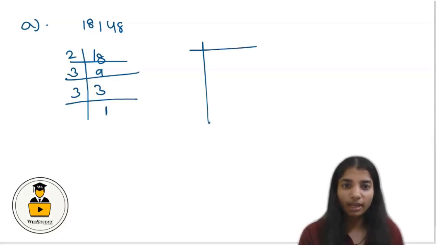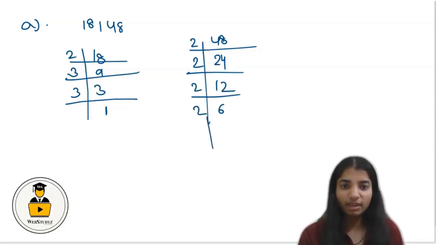Now we have 48. It is clearly visible that 48 is divisible by 2. When we divide 48 by 2, we get 24. When we divide 24 by 2, we get 12. When we divide 12 by 2, we get 6. When we divide 6 by 2, we get 3. Now 3 can't be divided by 2, but it can be divided by 3. So when we divide 3 by 3, we get 1.